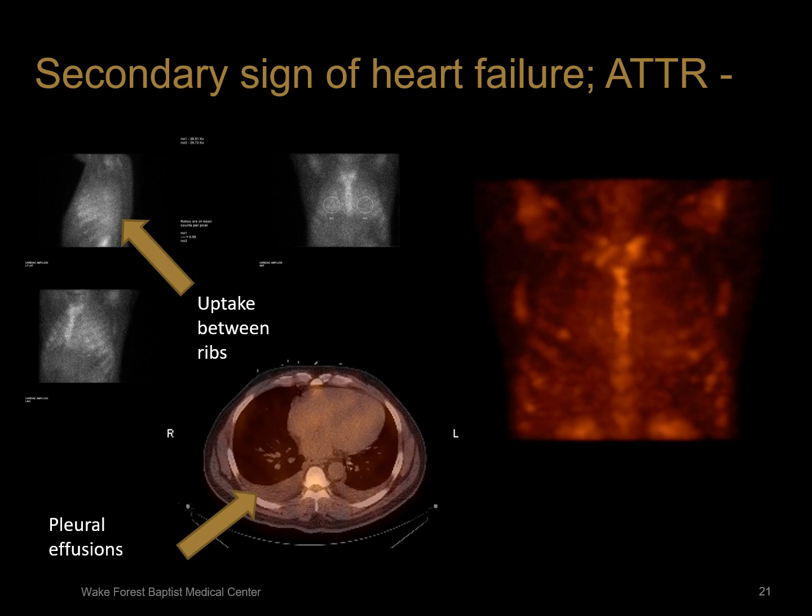This case shows no specific uptake in the heart, looking like it's a grade 0 or grade 1, but you can see a haziness between the ribs on all the planar images. And you can see here that it's due to the pleural effusions, which is a secondary sign of heart failure, which is a common reason why patients are worked up for cardiac amyloidosis.